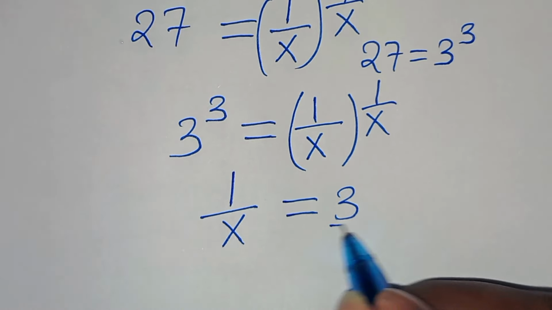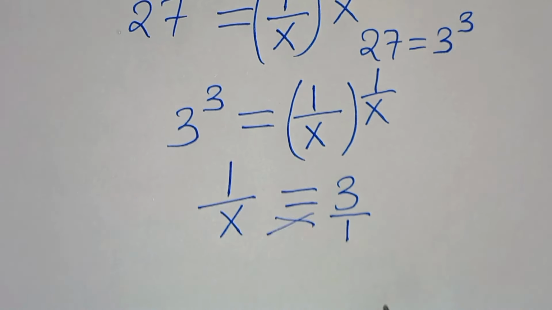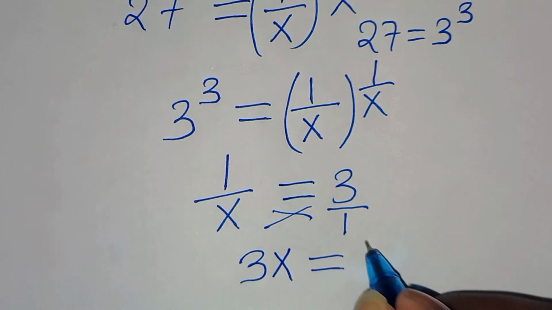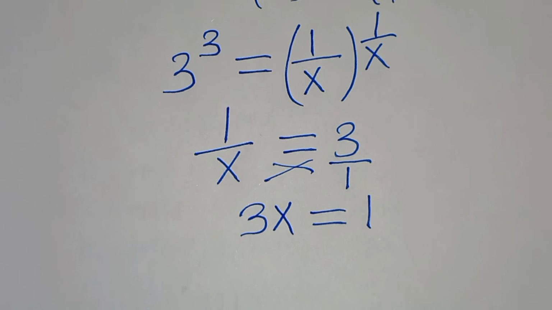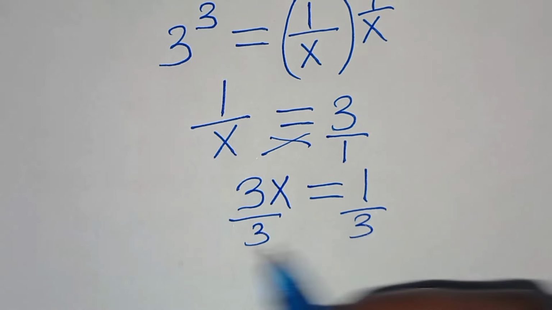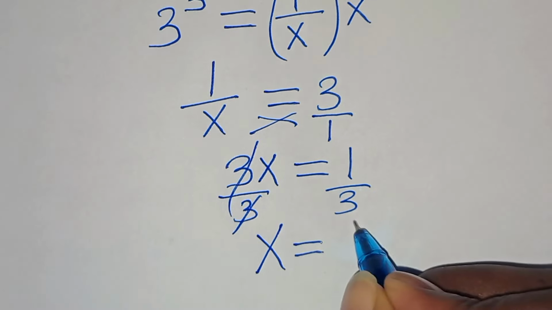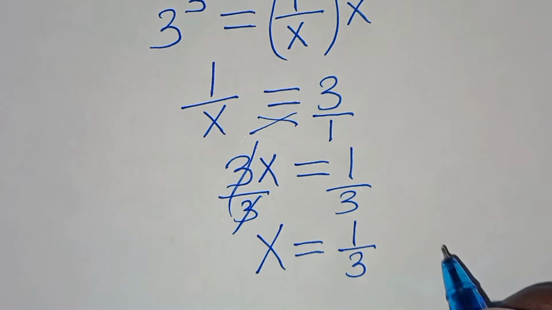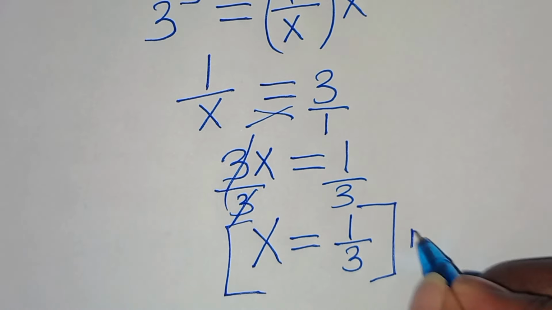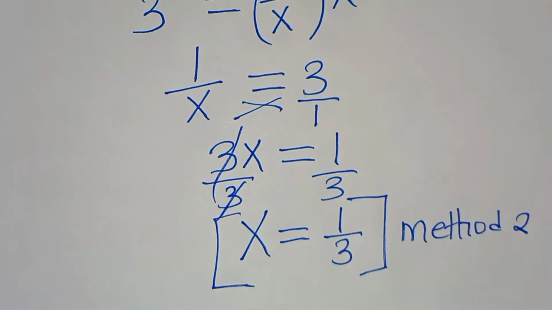3 is a whole number, so this is 3 over 1. Let's cross multiply, so that now we have 3x equal to 1. Let's divide both sides by 3, so that we have x equal to 1 over 3. This is the value of x by applying method 2.